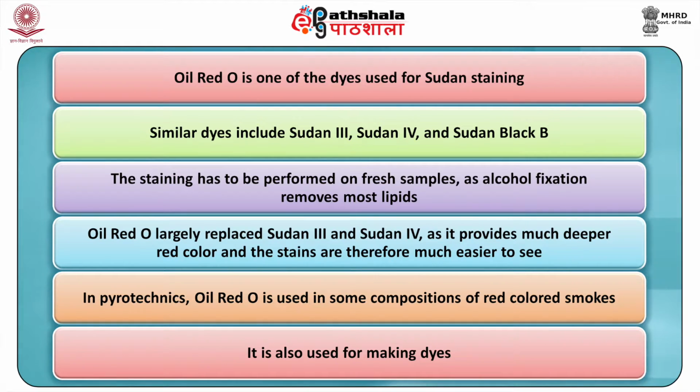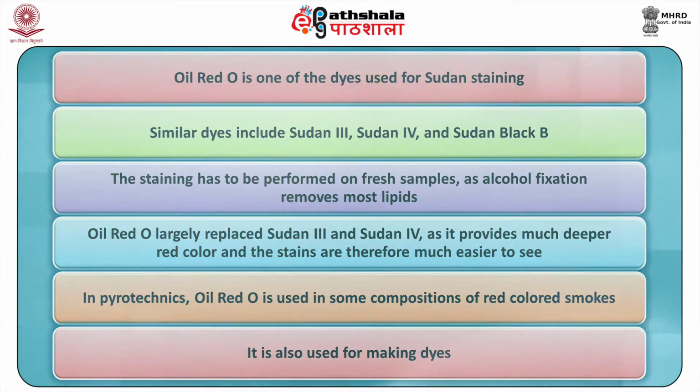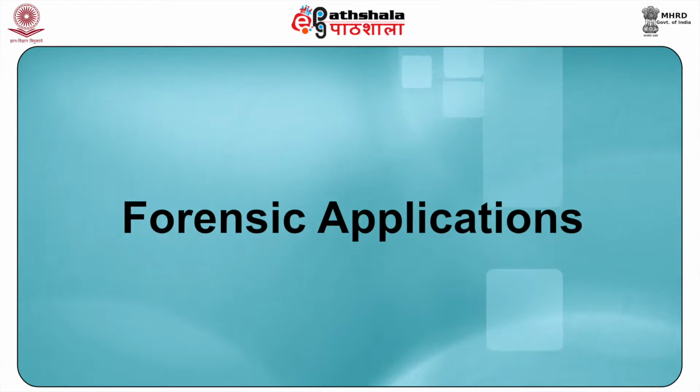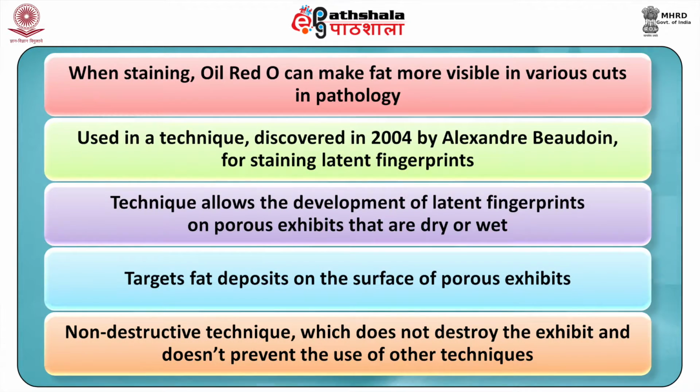In pyrotechnics, oil red O is used in some compositions of red colored smokes. It is also used for making dyes. Now, let us have a look at the forensic application of this dye. When staining, oil red O can make fat more visible in various cuts in pathologies.